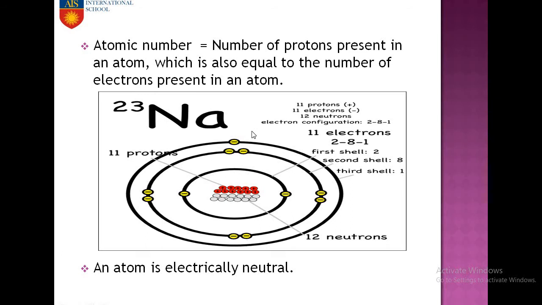So, in this atom sodium, how many protons are there? 11. How many electrons are there? 11. How many neutrons are there? 23 minus 11, that is 12. And what is its electronic configuration? 2, 8, 1. In the first shell, 2 electrons. In the second shell, 8 electrons. In the third shell, 1 electron. So, this atom is electrically neutral.